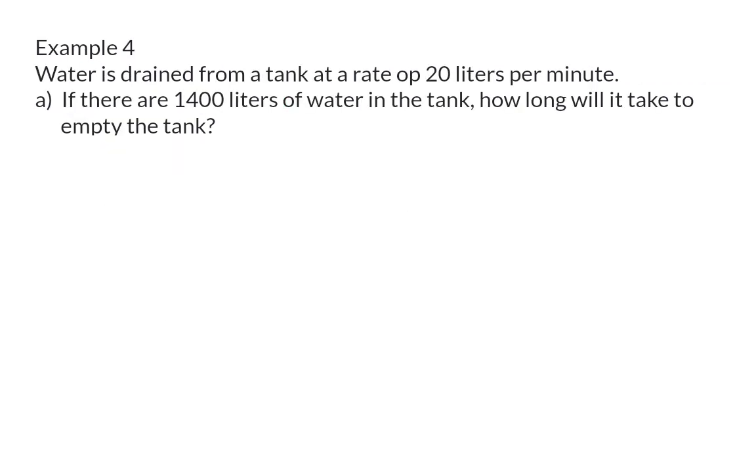Example 4. Water is drained from a tank at a rate of 20 liters per minute. Question A. If there are 1,400 liters of water in the tank, how long will it take to empty the tank? I'm immediately going to start off by writing our given rate in terms of a ratio. And here we have 20 liters per minute. We are given that there's 1,400 liters of water in the tank, and we can write this on the left-hand side and then determine the number of minutes.